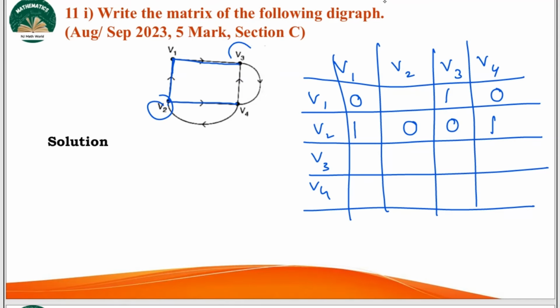Then we'll go for V3. From V3 to V1, no, it is not going. Then V3 to V2, no, we don't have any connection. Then V3 to V3, no self loop. Then V3 to V4, one edge is going, so it is 1. Then V4, we'll go for vertex 4. V4 to V1, no connection, it is 0. V4 to V2, yes, one edge is going from V4 to V2, it is 1. Then V4 to V3, it is going, 1. Then V4 to V4, no self loop, it is 0.